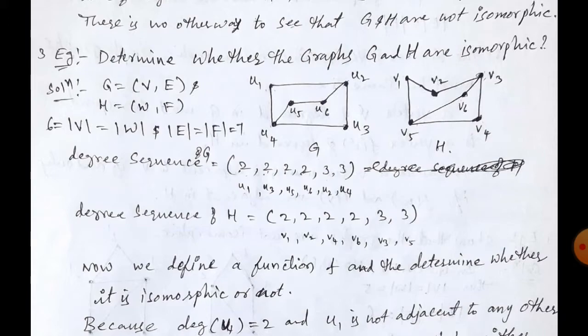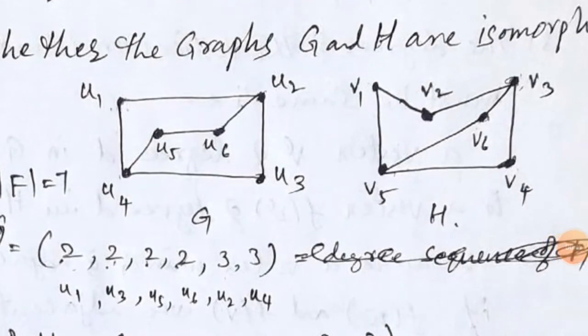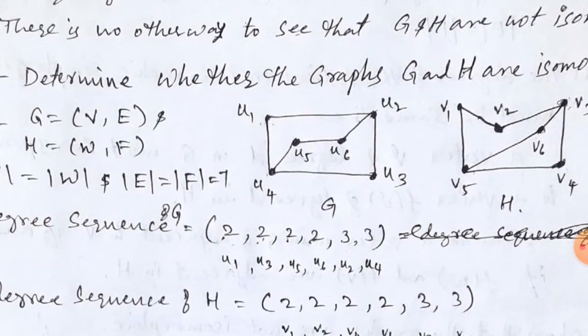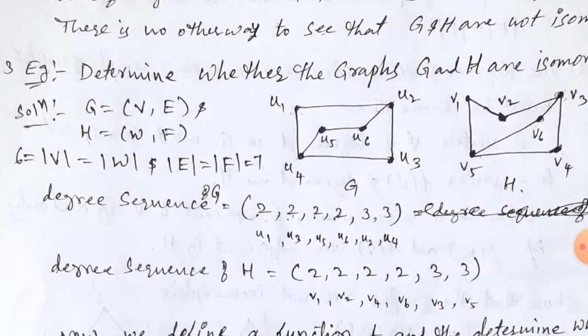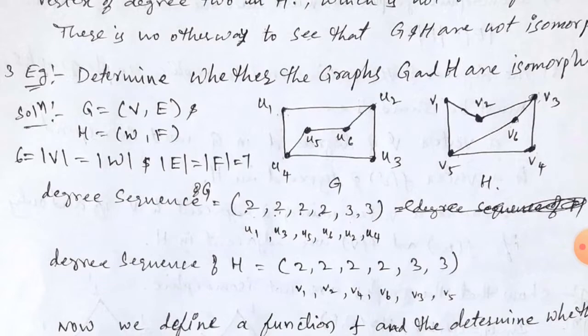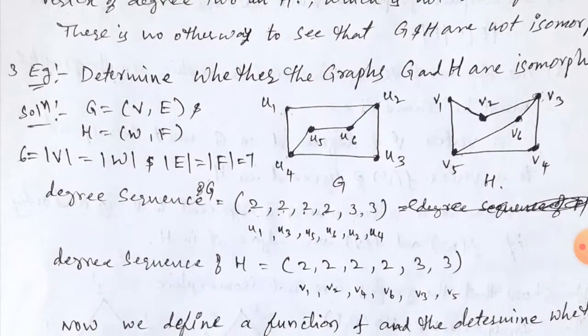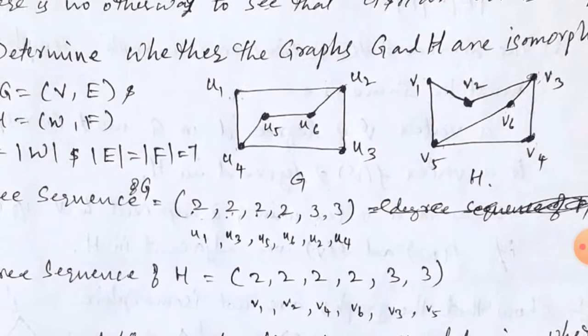Okay. Now we are taking the two graphs G and H here. Observe, these are the two graphs G and H. G having 6 vertices and H having 6 vertices, labeled with U and V. Observe these two graphs. How will we determine whether these two graphs are isomorphic? Now G is (V, E) and H is (W, F), and of course both have 6 vertices and both have 7 edges.